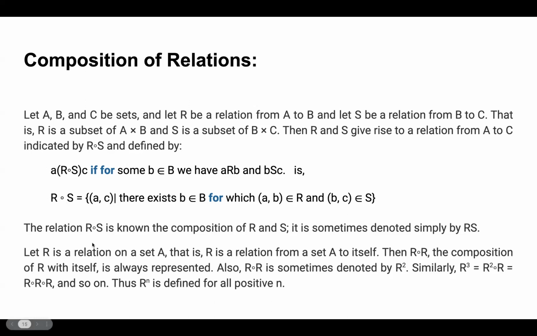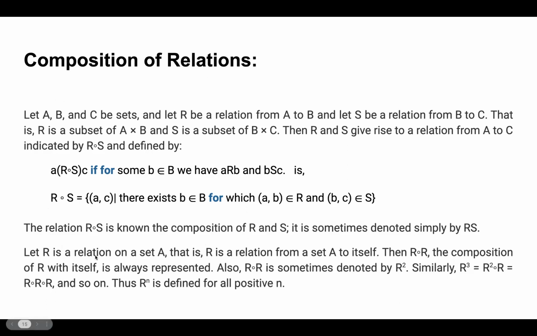The relation R composite S is known as the composition of R and S. It is sometimes denoted simply by RS. R composite S is denoted like this also, and simply RS is also there.